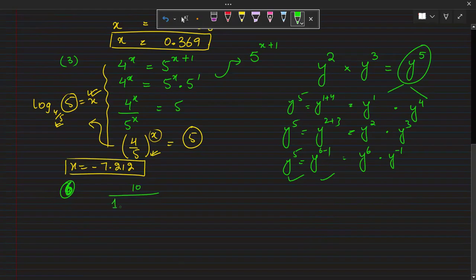Okay. 10 over 1 plus exponential minus x equals 2. Yes. So 10 by 1 plus exponential minus x. How will you find the value of x? Now think about it. Try to make x the subject, and which term should be shifted to the other side, and then we can work accordingly. So do you want me to solve it? Yeah, I want you to do this work right now.